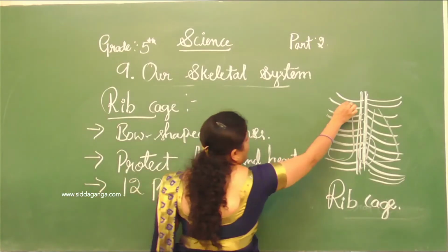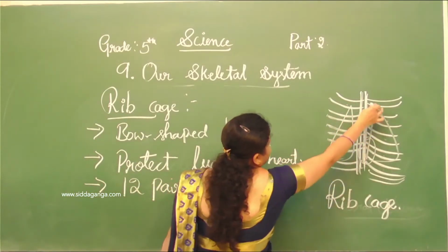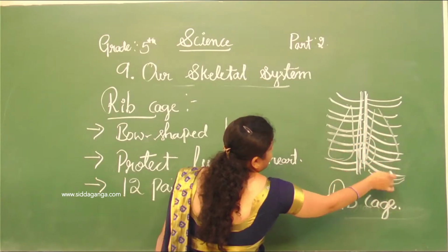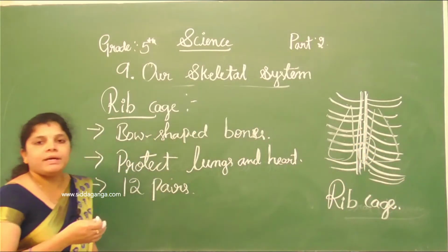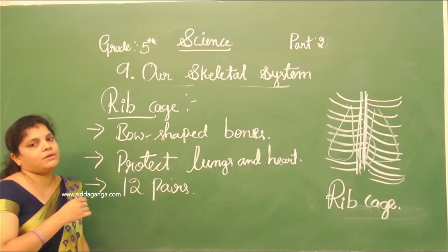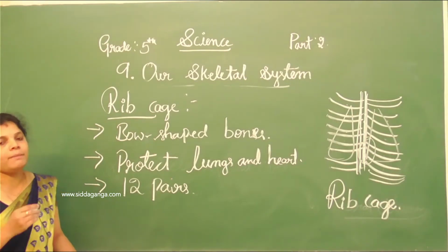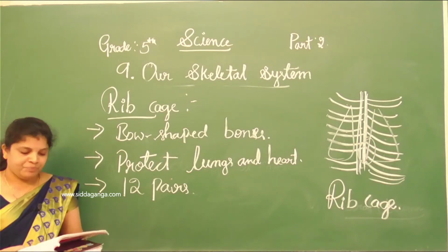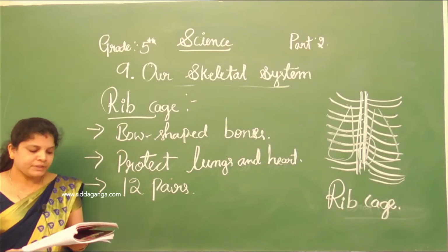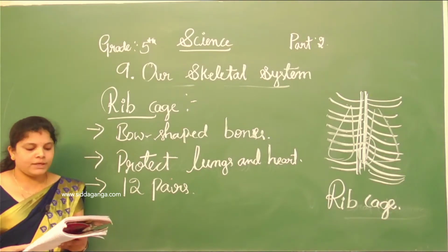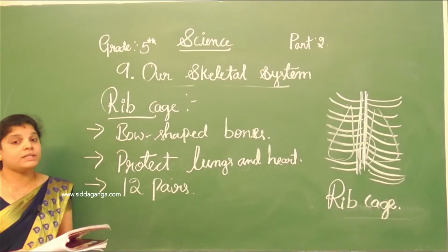12 pairs. 1, 2, 3, 4, 5, 6, 7, 8, 9, 10, 11, 12. So 12 pairs means 24 bones are there. So 24 bones means 12 pairs of bones in our rib cage. Okay, and next, see, a long bone at the center of the chest called sternum.